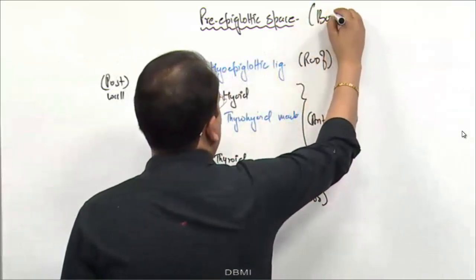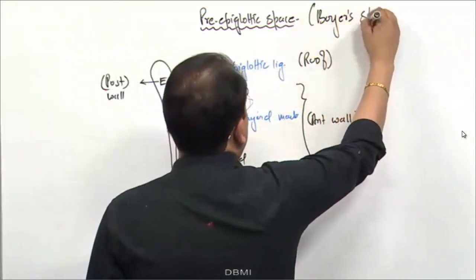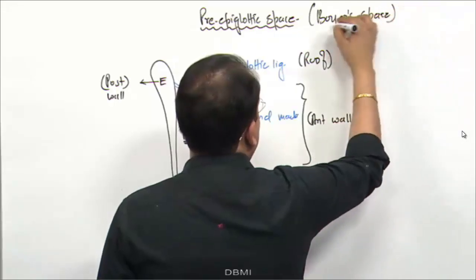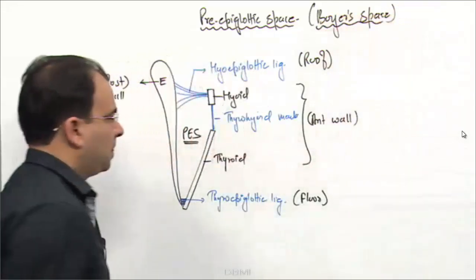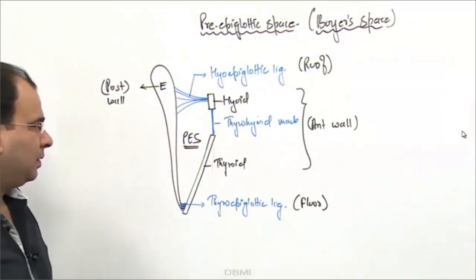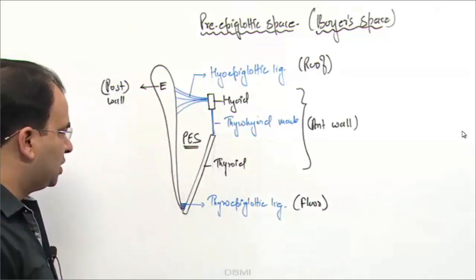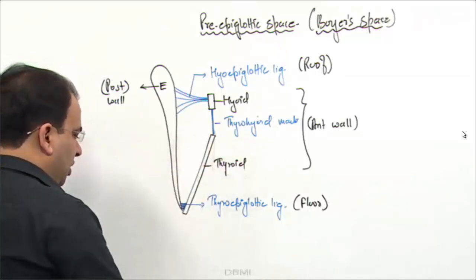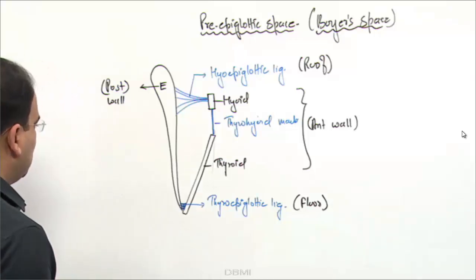Pre-epiglottic space, or also referred as Boyer's space. So boundaries of this pre-epiglottic space is important. Now another thing here about this pre-epiglottic space, there is a question here that supraglottic carcinoma.